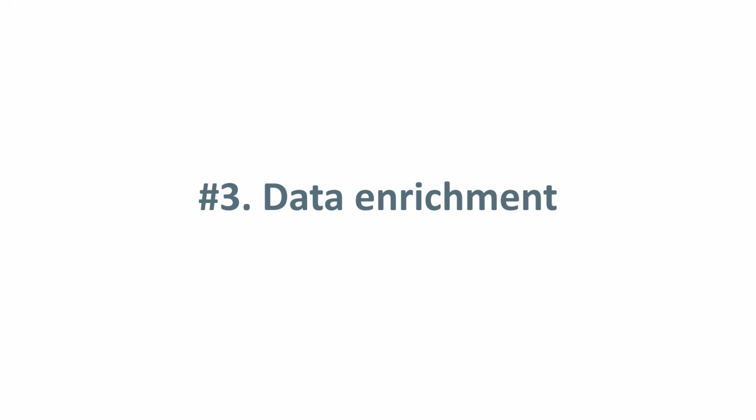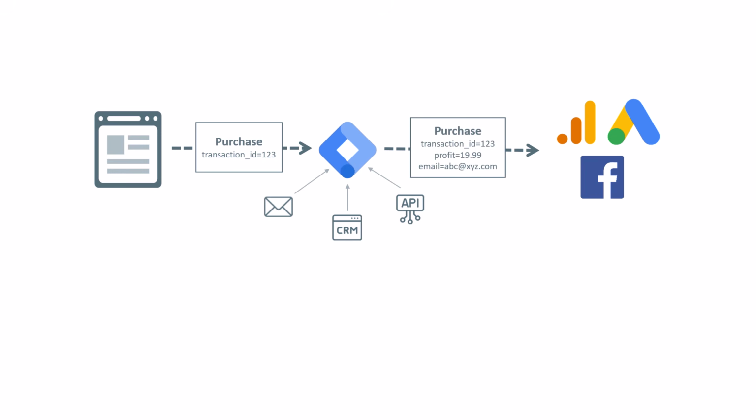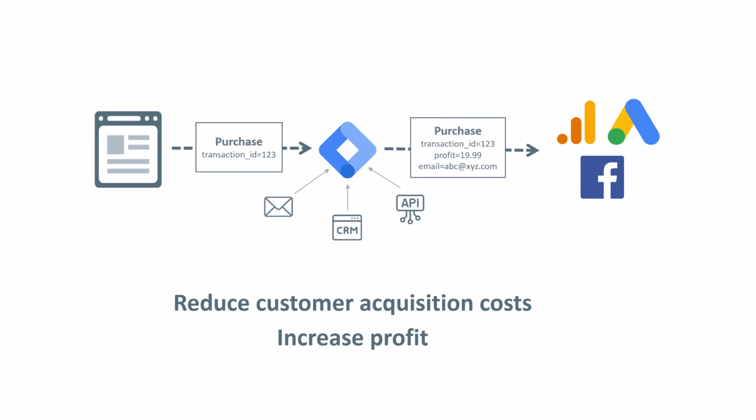Third, data enrichment. Since data passes through your server first, you can add additional information to the events that you track, like profit margins or user data. Sending richer conversions to ad platforms makes them more effective, as it can reduce customer acquisition costs and increase profit.